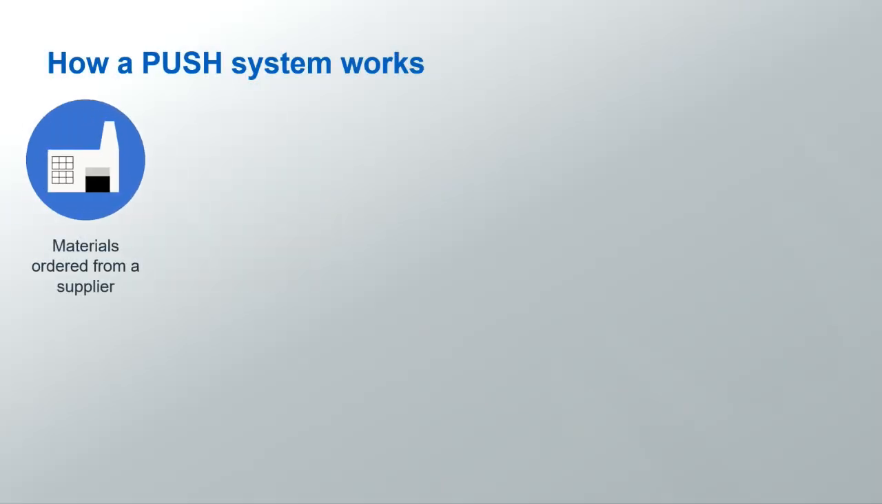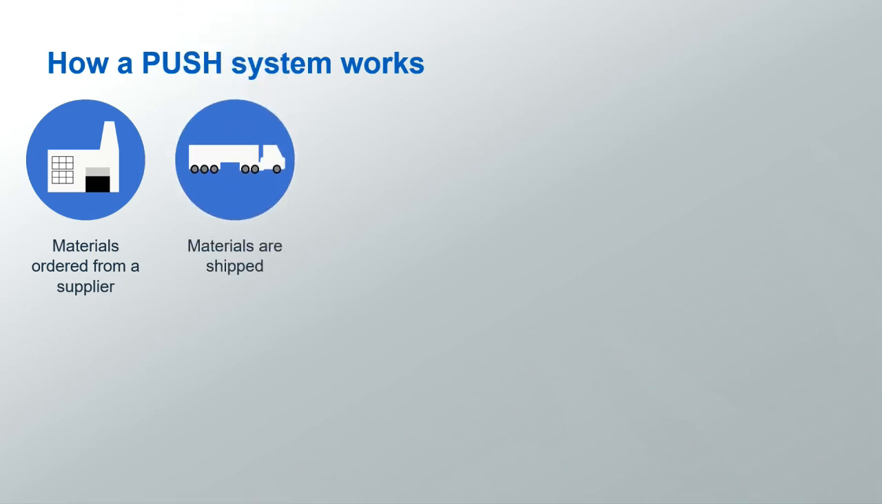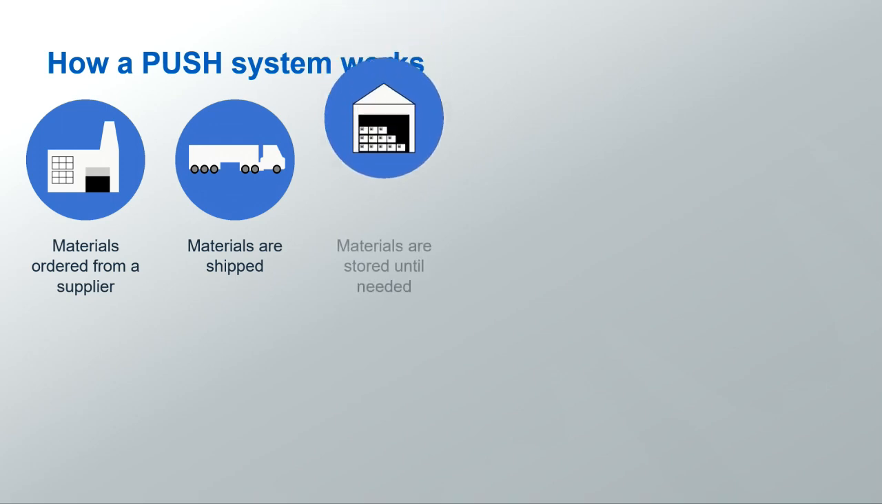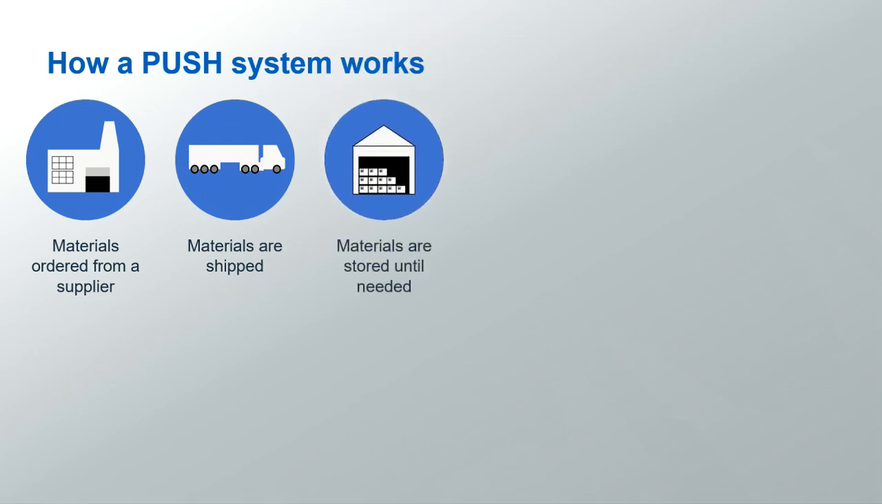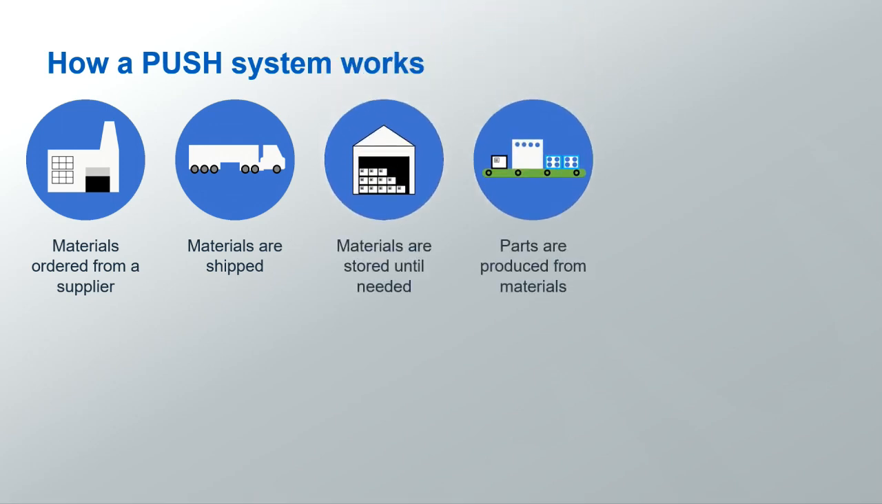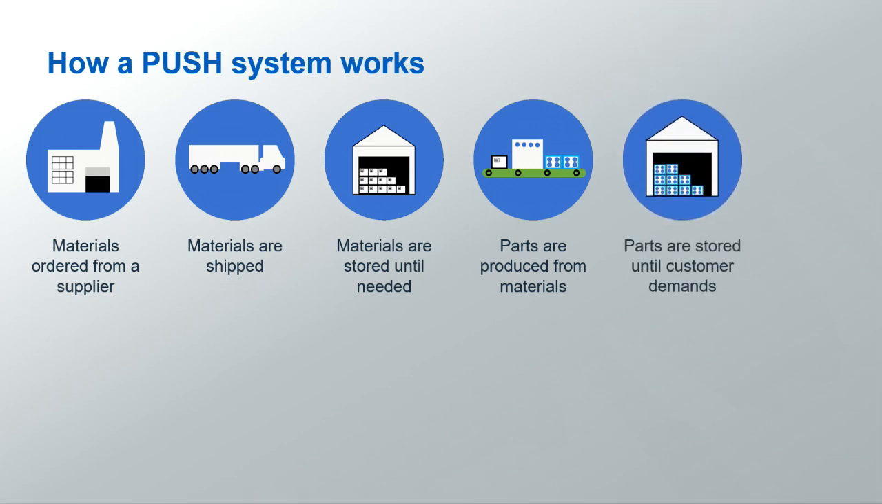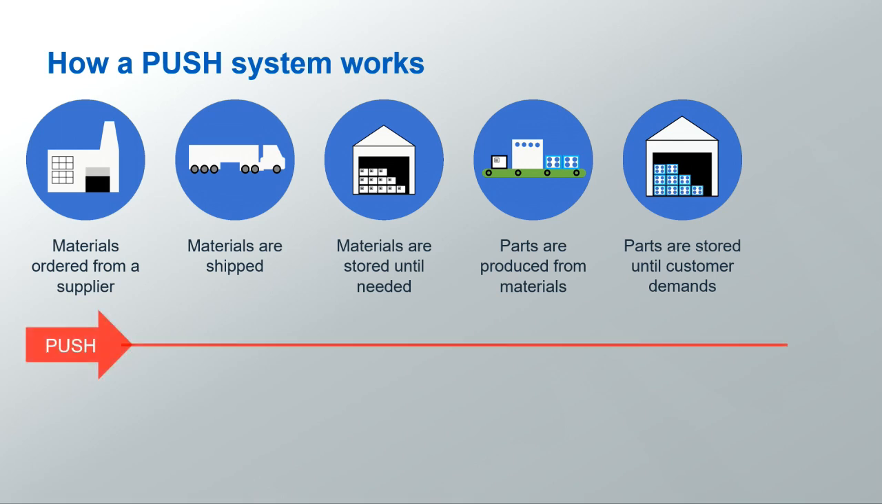Materials are ordered from a supplier. This is normally based on a fixed monthly volume or forecast. Once the order goes through, the parts are shipped. The materials are received and stored in a warehouse until they are needed. Parts are then produced from the materials. This is typically done to a master schedule or plan. The completed parts are then stored until the customer or next process demands them. As you can see, the work is pushed forward.